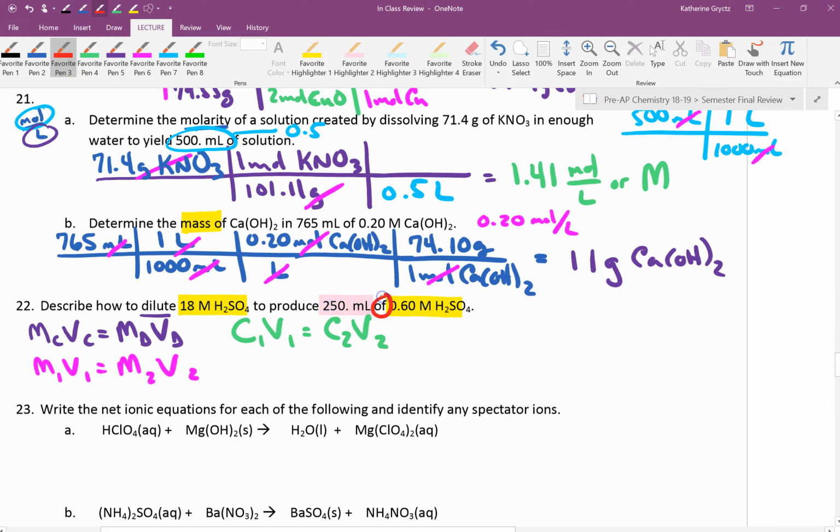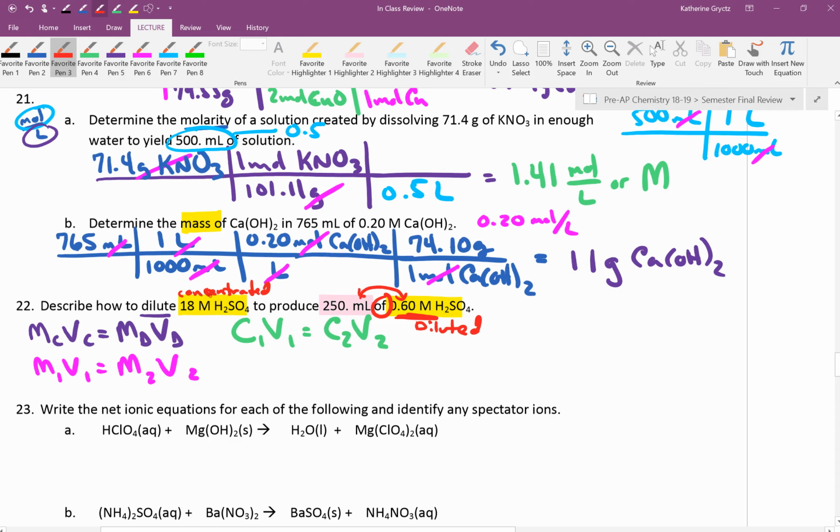So you've got to pay attention to the English here: that 250 milliliters is of the 0.6 molar. So these have to be paired together. Now technically, this one right here is the diluted one. It has the lower molarity. And this one is the concentrated one. It has the higher molarity. That's all that is.